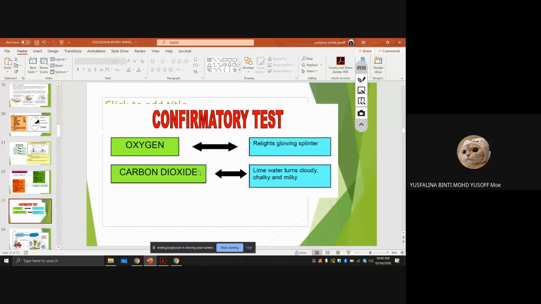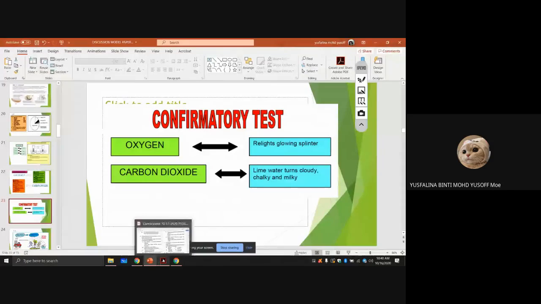Another one is hydrogen. How do you confirm it? Usually we put in a lighted splinter, and it will make a pop sound. That one is hydrogen.